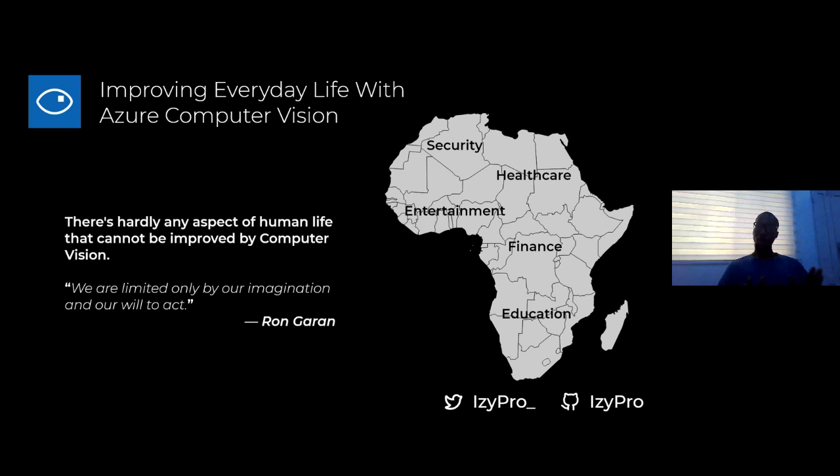I would also like to emphasize this quote by Ron Garan that says we are limited only by imagination and our will to act. Because this can really be applied to this aspect of computer vision and improving our everyday life.